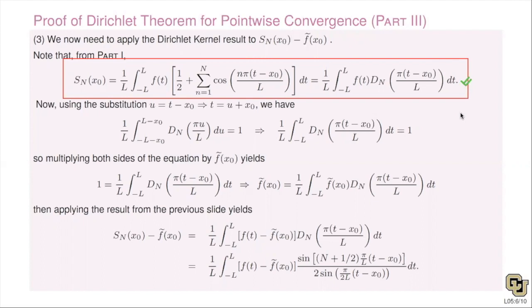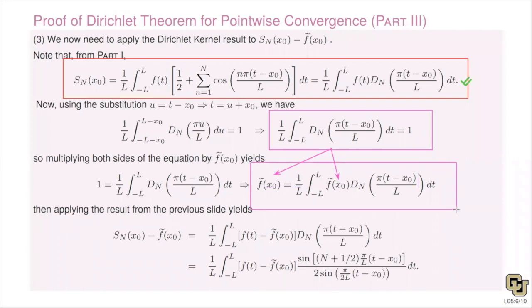Now, the second thing is to write the function. So here I use this property that the Dirichlet kernel integrates to 1. I'm going to use this property, multiply both sides by f of x. So here you have f tilde x being multiplied to both sides. And so now look, we have our target function in integral form also. Let us rejoice.